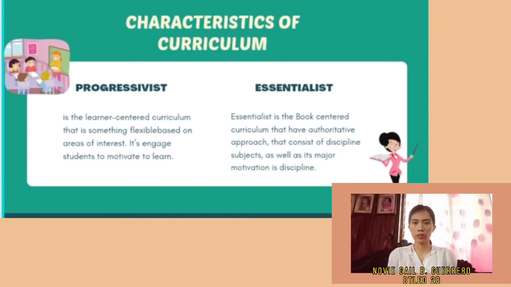Curriculum has two characteristics, which are the essentialist and progressivist. Essentialist is the book-centered curriculum that has an authoritative approach, that consists of discipline subjects, and its major motivation is discipline. While progressivist is the learner-centered curriculum that is flexible, based on areas of interest. It engages and motivates students to learn.